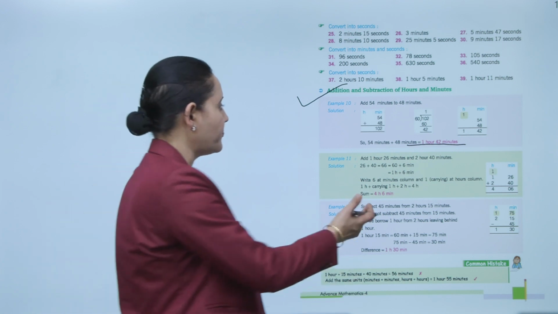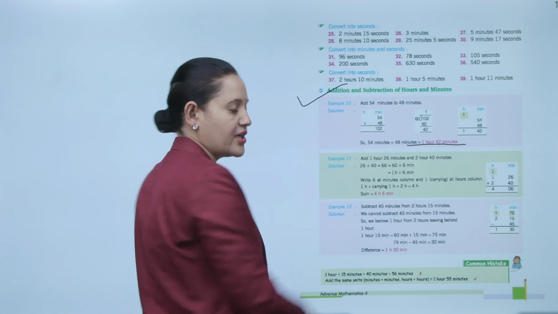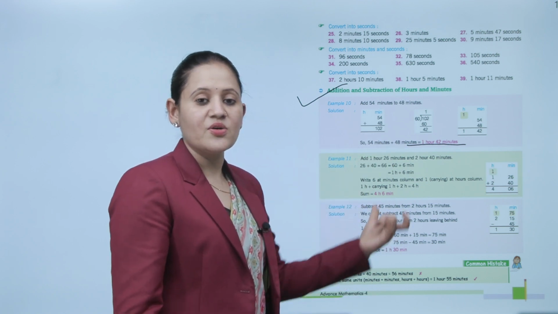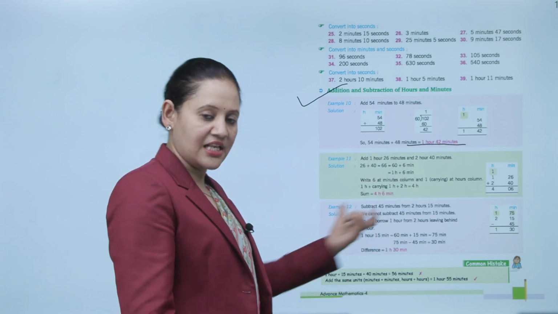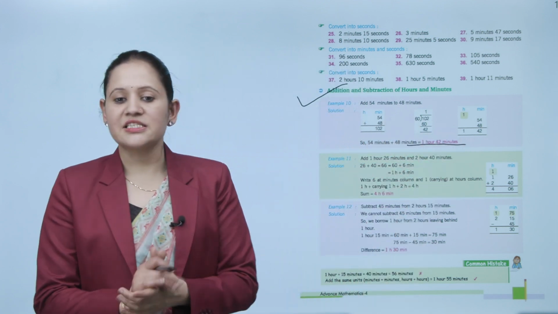Or what can we do? 102 mein se 60 subtract kar denge. Toh bhi 42 aa jayega. That means 1 hour, 60 minutes nikal diye, wo hour mein add ho jayenge and 42 minutes. Clear? Next is common mistake.